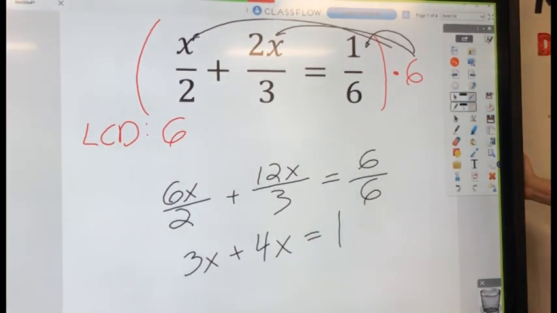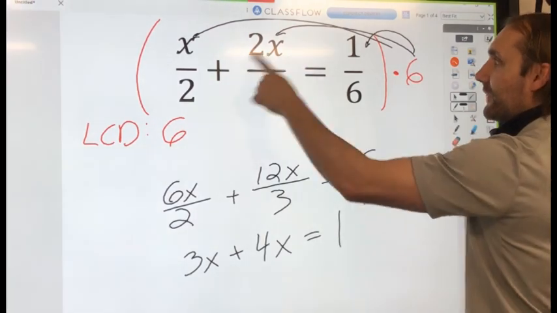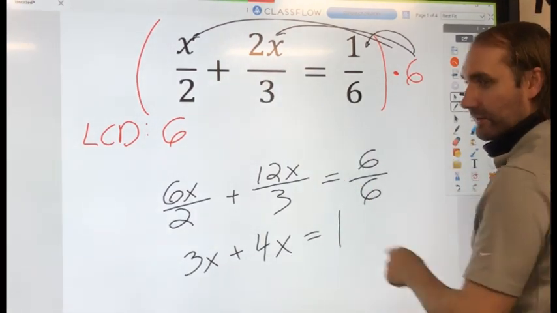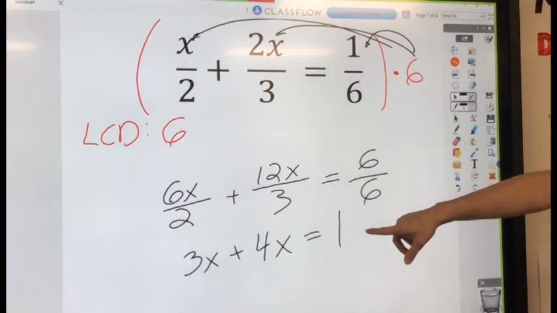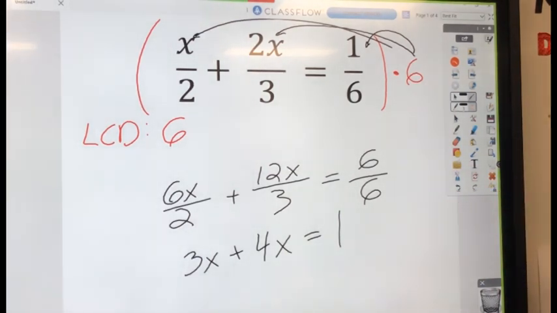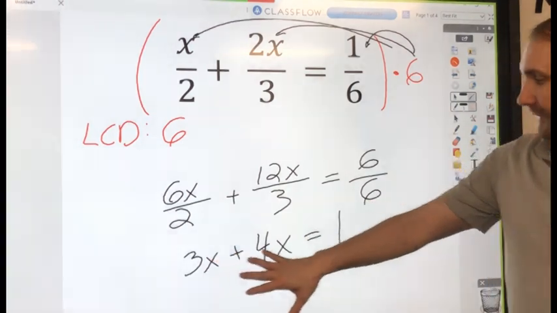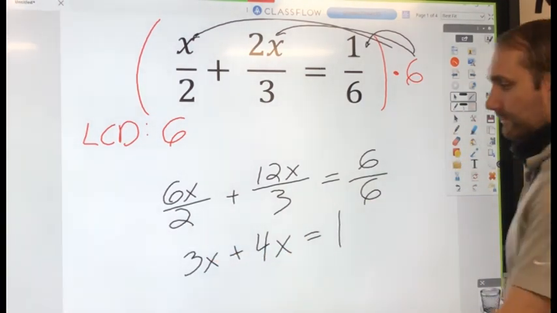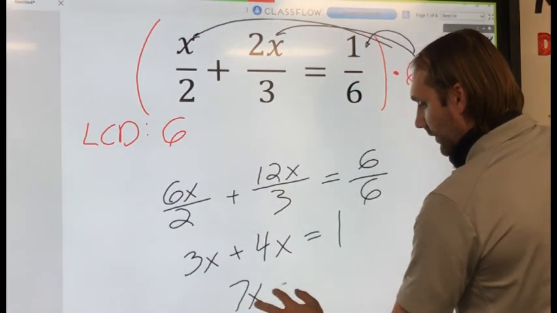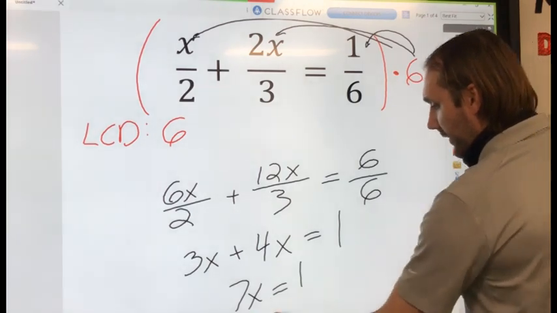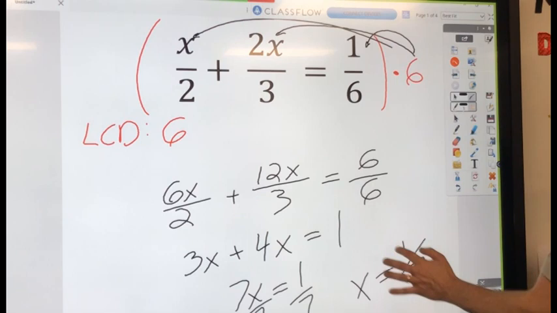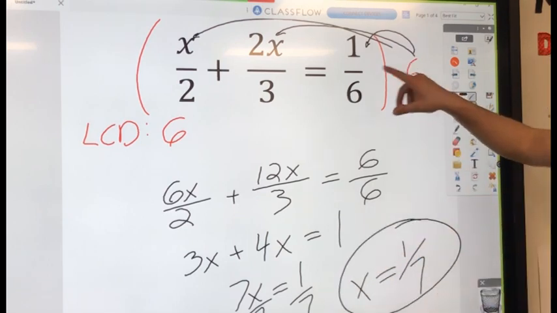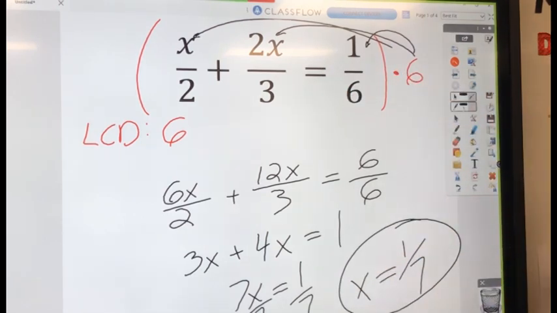So notice what happens when you multiply by the LCD. It turns your fractions into a single. There's no more fractions, right? So this is what I mean by no fractions. Notice we don't have any here after simplifying. Now you just need to solve for x. So what is 3x plus 4x? 7x equals 1. And then last but not least, divide by 7, x equals 1 over 7. So there's the first method, multiplying everything by the LCD.